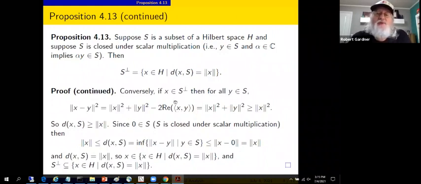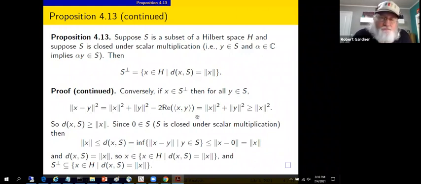Conversely, suppose we choose something in S perp. Then for every y in S, if we look at the norm of x minus y squared, expand that out using the definition of norm squared, it produces this. We have assumed x is in S perp. That means the inner product is 0. So this term is 0. We can drop that. This simplifies to norm x squared plus norm y squared.